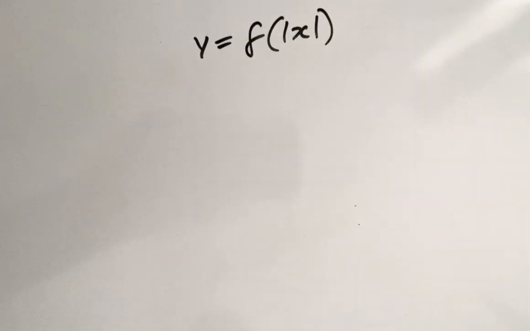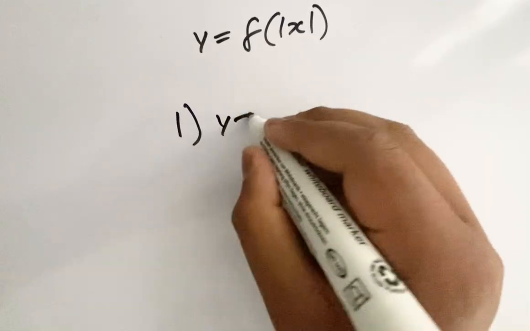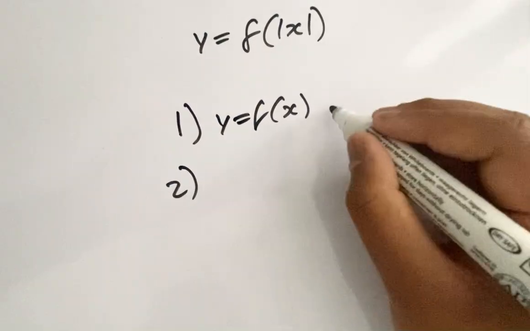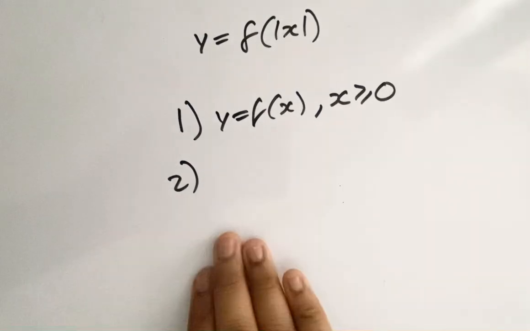So it would look the exact same, but for only positive values. Sketching the graph y equals f of modulus x is a bit easier. First, you sketch the graph y equals f of x, like before, but this time all you do is draw this for only x bigger than or equal to 0, and then reflect it in the y-axis.